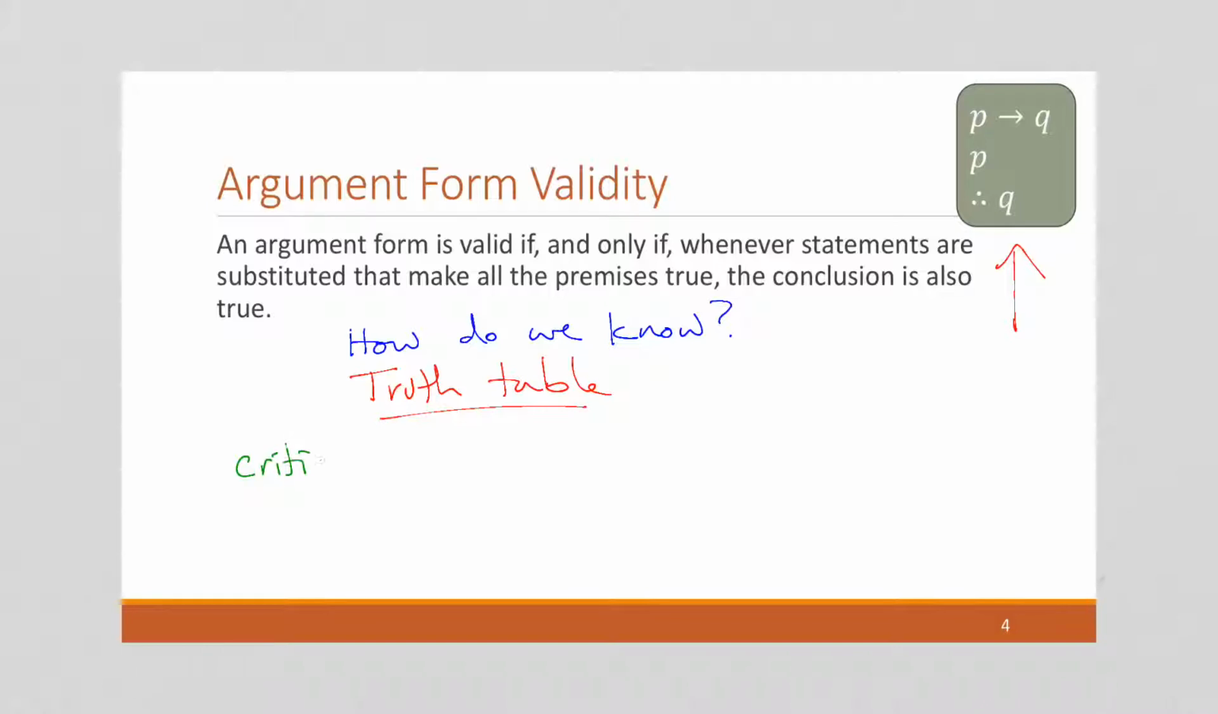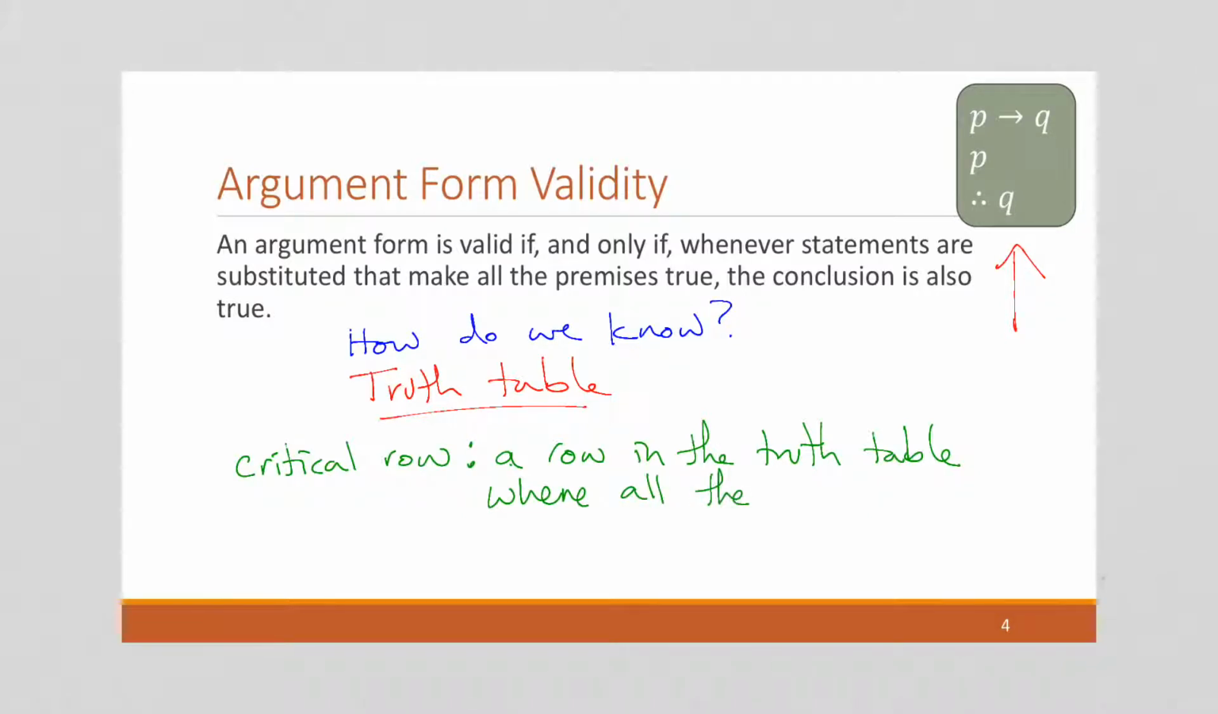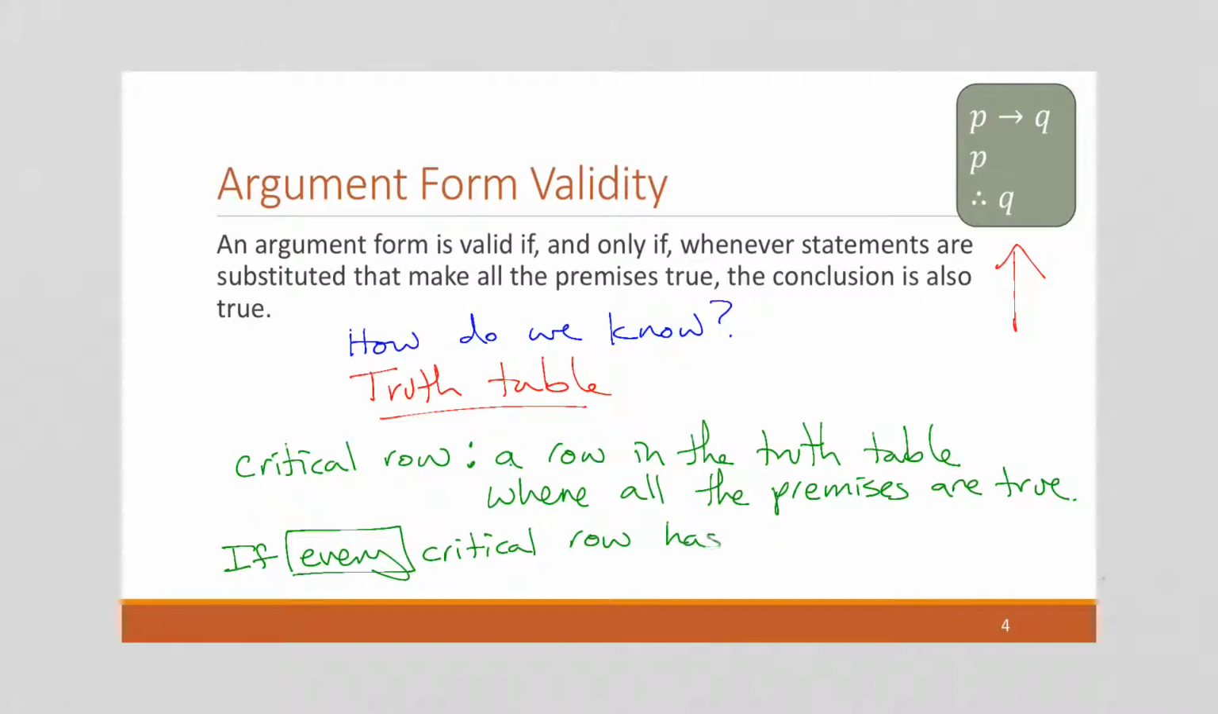So let's define a critical row. A critical row is a row in the truth table where all the premises are true. And if every single critical row has a true conclusion, then the argument form is valid. And I do mean every critical row. Okay, so let's take a look at this.